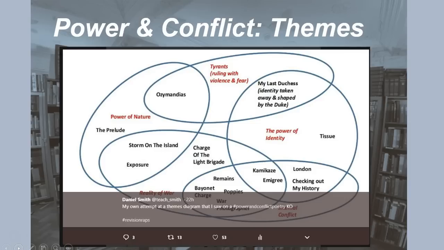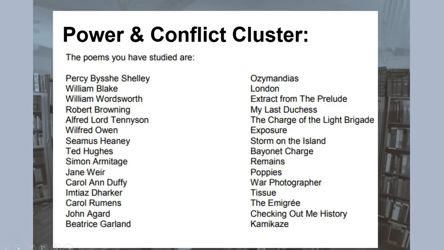But stepping back for a moment, what do I mean by the power and conflict poems? Every English literature GCSE student in England must study either the love and relationships poems or the power and conflict poems. This will form part of their English literature paper 2 exam. Now that's 15 poems they have to understand. They have to understand the structure, the meaning, the context, and they have to remember key quotations.